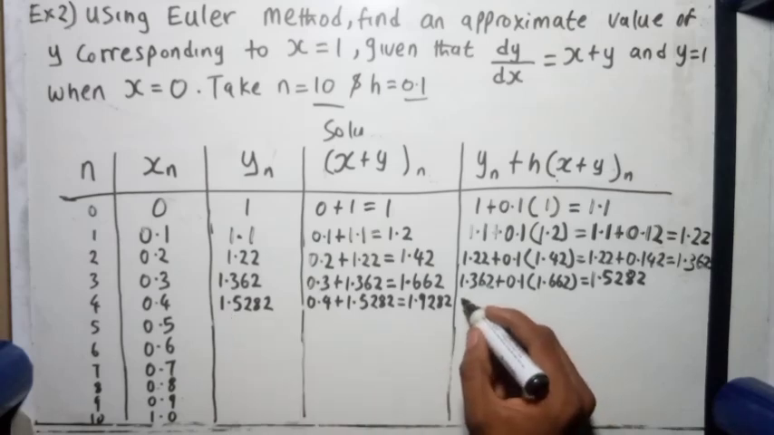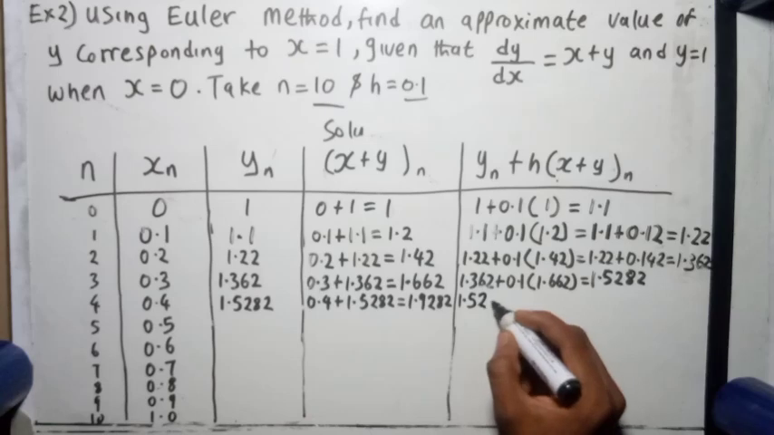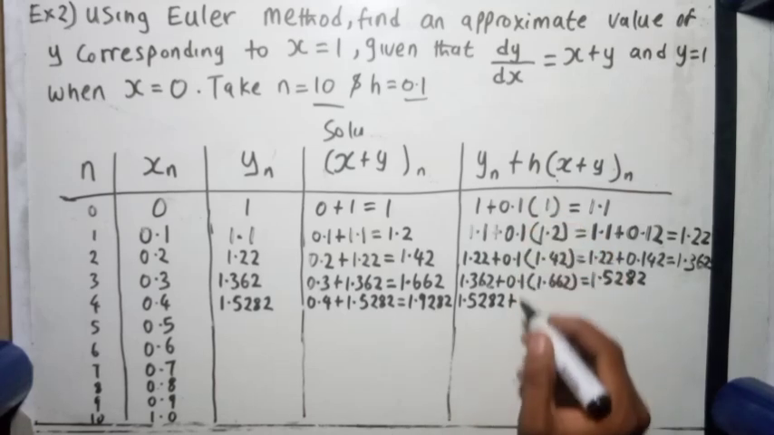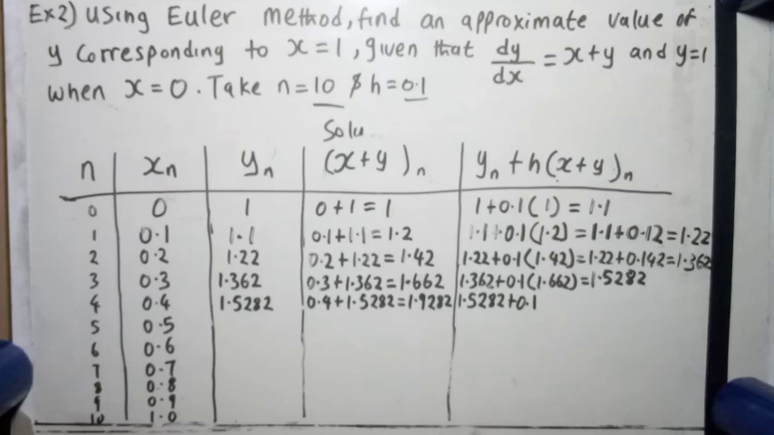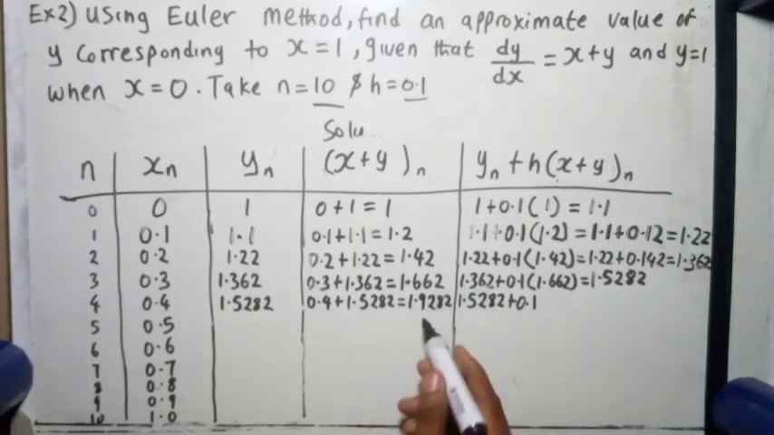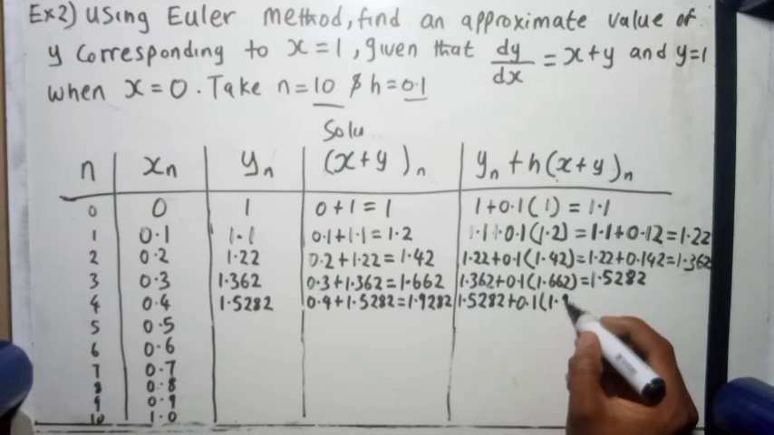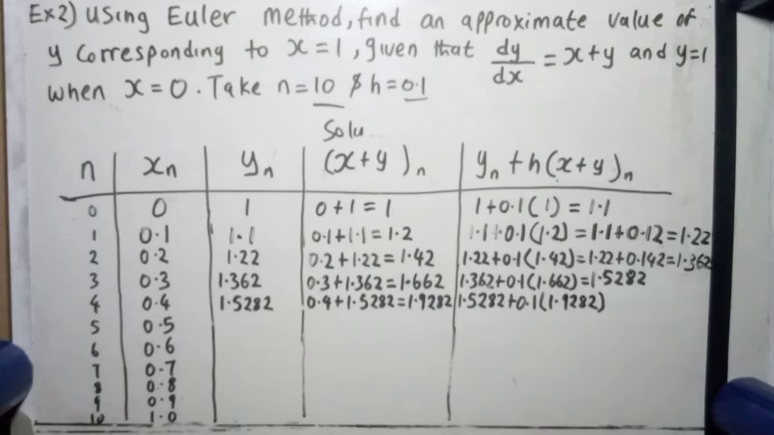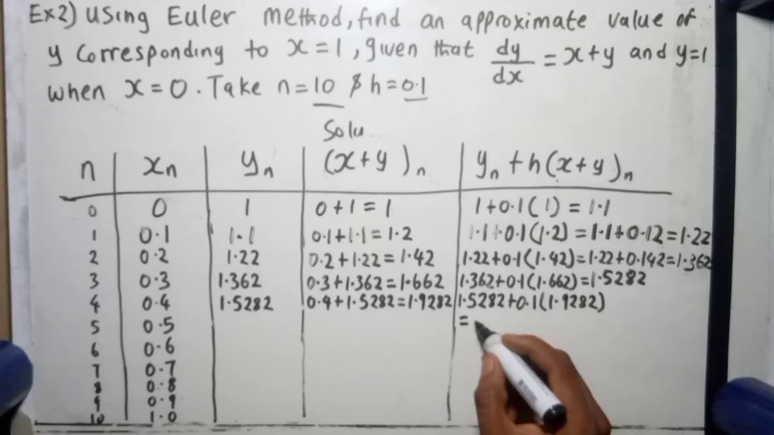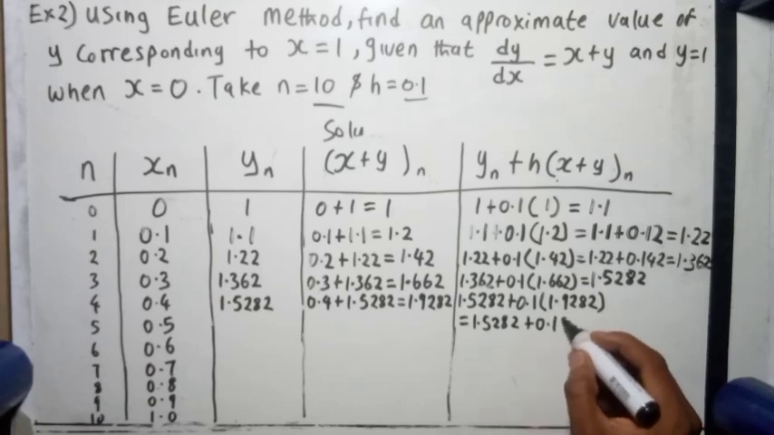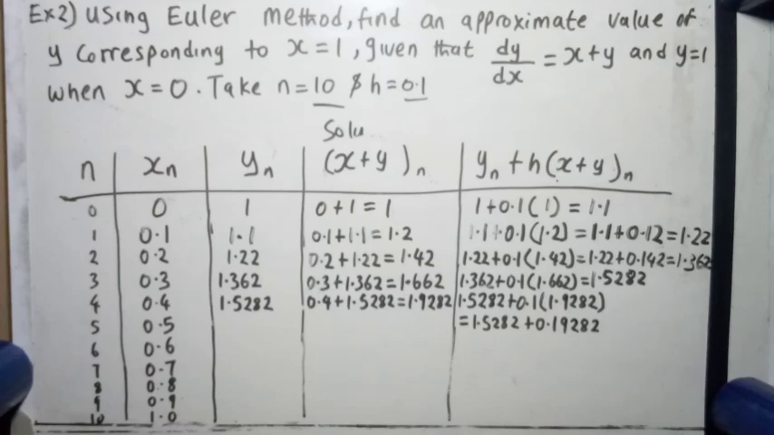The previous y value we got, 1.5282, we're going to be adding it to our h, 0.1, multiplied by our x plus y. X plus y in this case is 1.9282. You multiply it, you'll be having 1.5282 plus 0.19282.